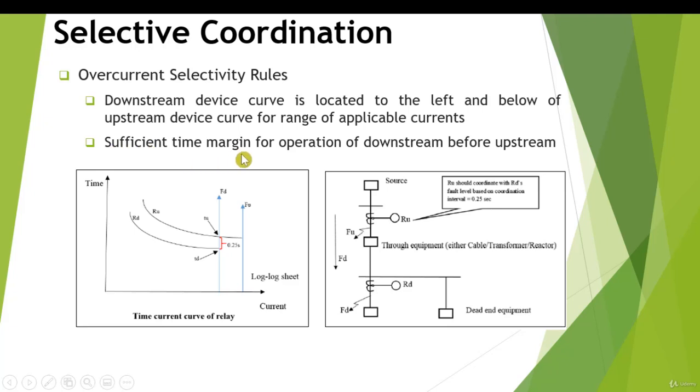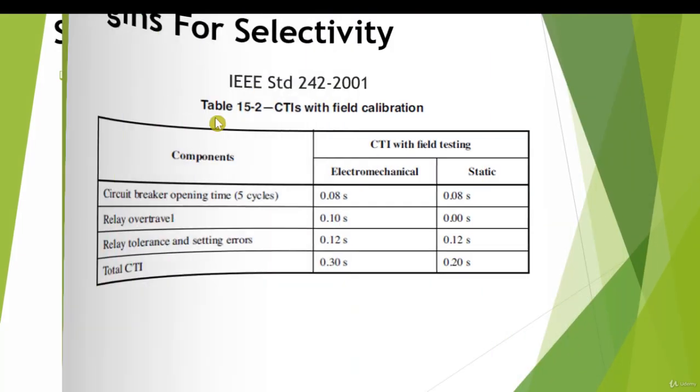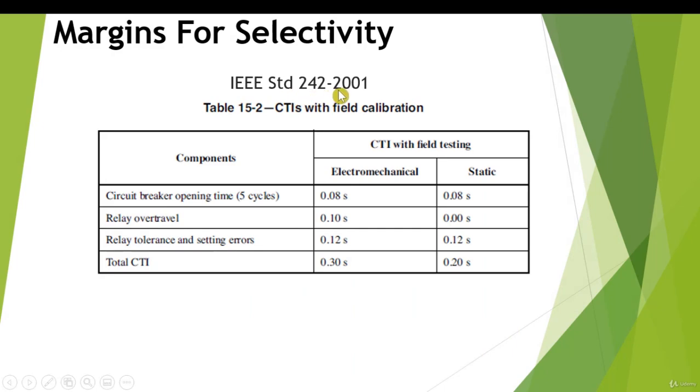Now, as we have defined in the second rule, to maintain the sufficient time margin, how can we decide the sufficient time margin between these two relay operations? There is a guideline given in IEEE 242 standard which says the total coordination time should be maintained as 0.3 second or 300 millisecond for electromechanical delay and 0.2 second or 200 millisecond for static or numerical delay.